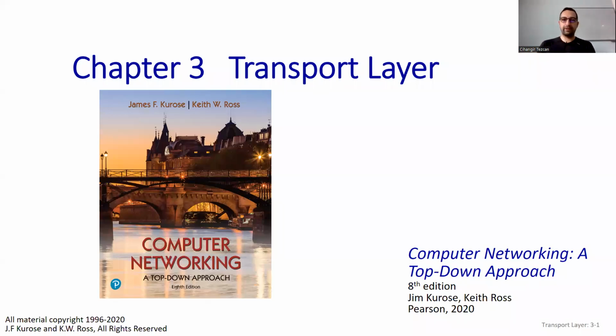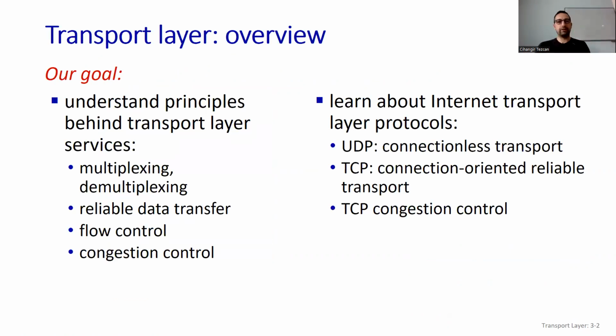All right, so we talked about the application layer. Now we are moving on to the transport layer, and we are still using the slides from this book, Computer Networking: A Top-Down Approach by Jim Kurose and Keith Ross. Of course, I removed a lot of slides, because this is the network security course, so we are focusing on the parts which we need when we talk about security. So let's look at the overview of this layer.